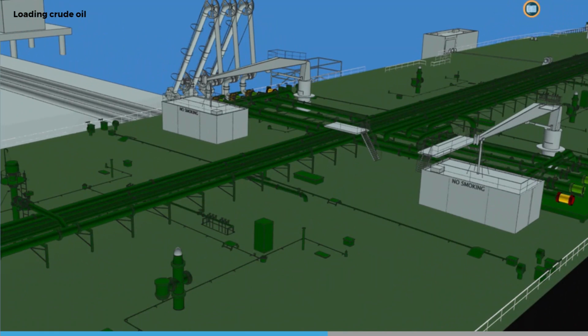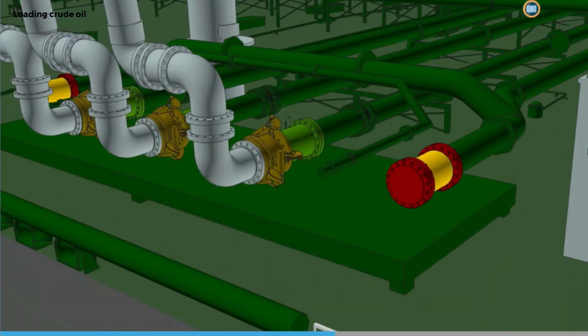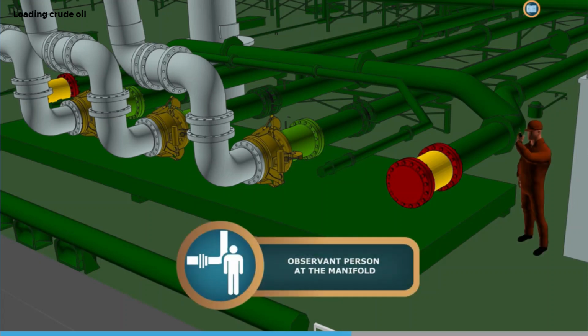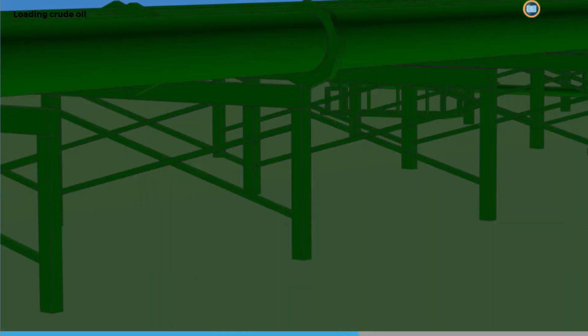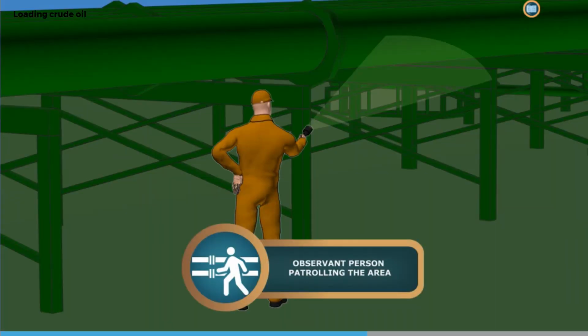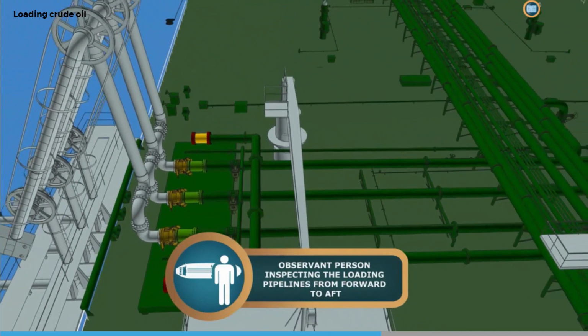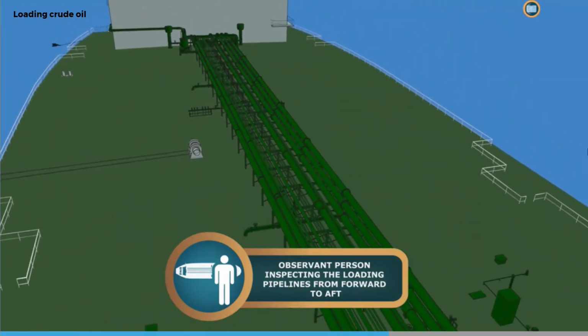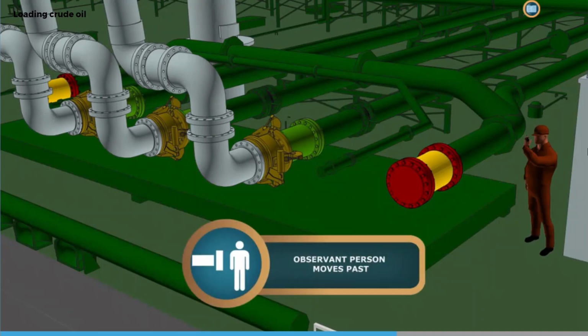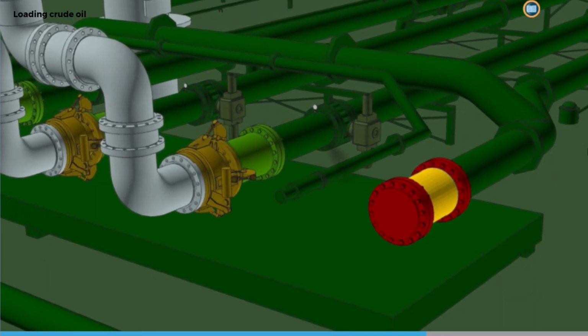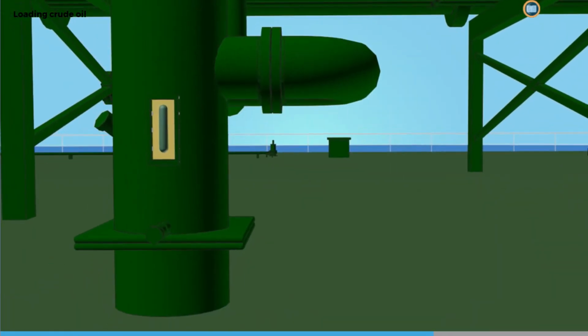Cargo pipelines on deck and in the pump room can leak crude oil at any time during the loading process. So it's important that one crew member observes the manifold connection at all times, and another should systematically and regularly patrol the area with an intrinsically safe flashlight, inspecting loading pipelines from forward to aft along the whole length of the cargo pipeline on deck, checking flanged connections and blanks, including manifold blanks on the side opposite the manifold connections, expansion couplings, connections for pressure gauges and sensors, and the pressure vacuum breaker.